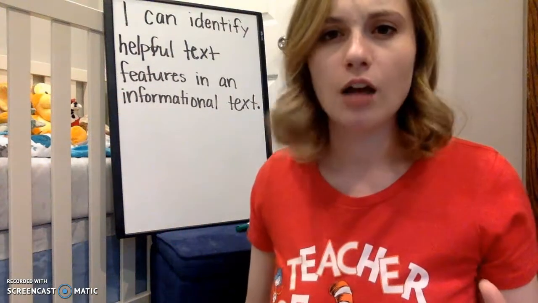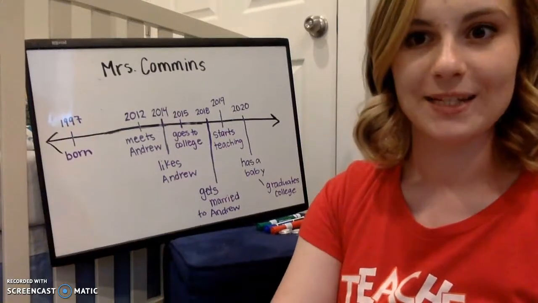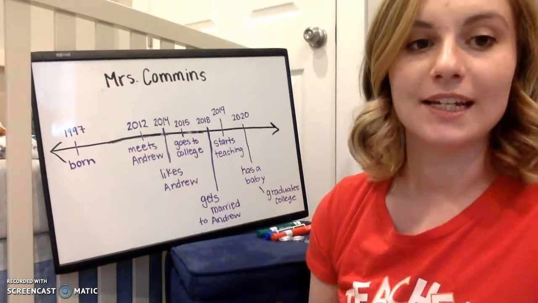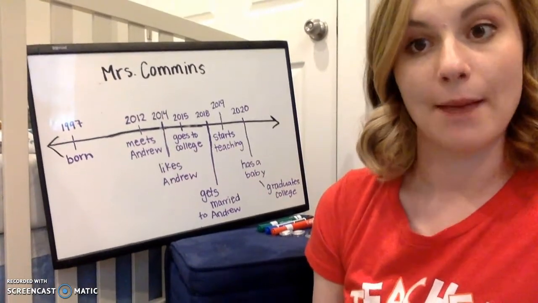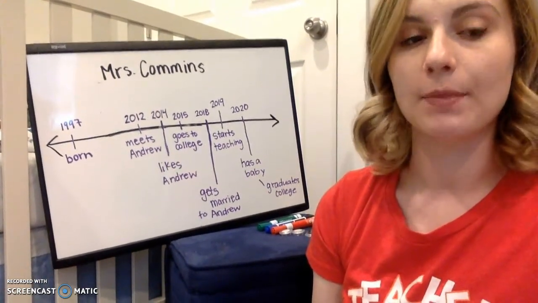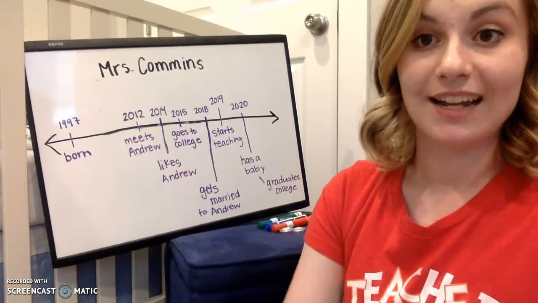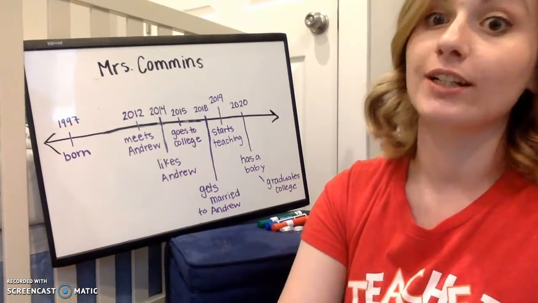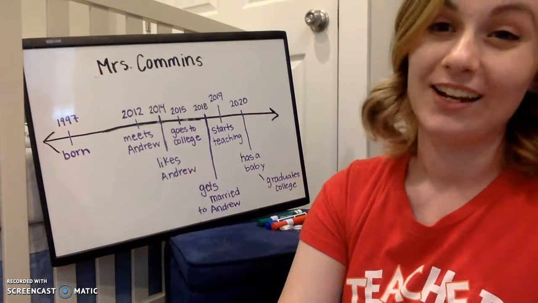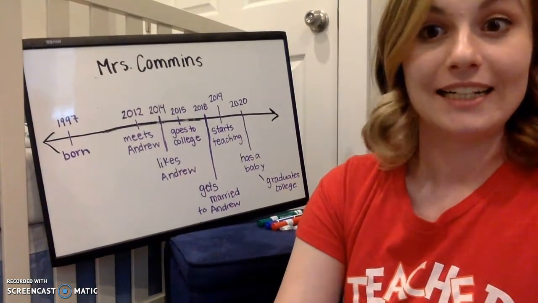So here's a timeline of my life. I'll draw it out actually. That could be fun. Okay, can we see my timeline? A timeline gives you years, it gives you dates, and then what happens in that time. So 1997, I am born. 2012, I meet Andrew. 2014, I actually like Andrew. I did not like Andrew when I first met him. I didn't like him at all.